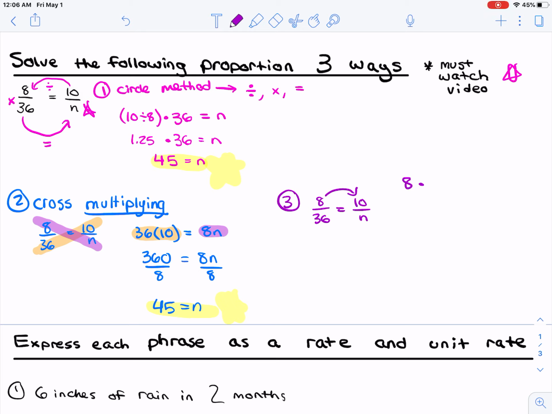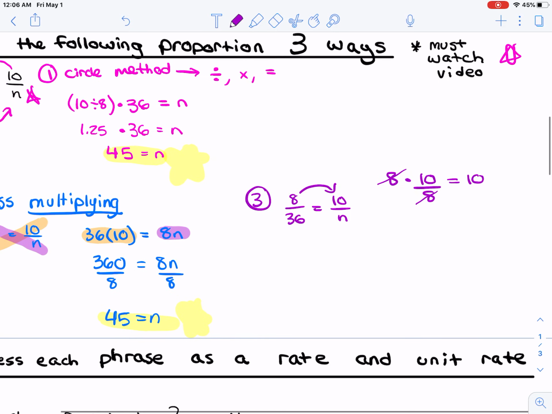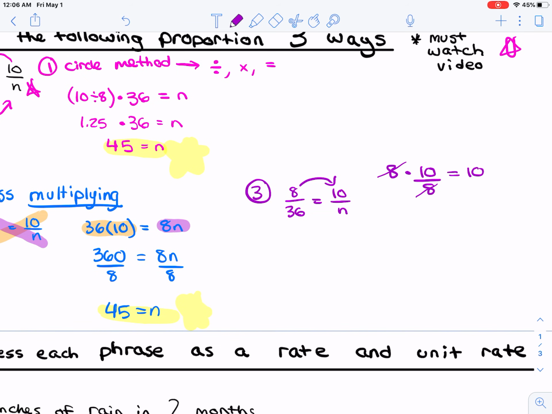So 8 times, we want 10 to be our answer, so I'm going to put 10 over here. And I'm going to put that 10 over 8, because remember, this 8 is technically 8 over 1. And if I multiply it by a fraction with itself on the bottom, those are going to cancel. So 8 times 10 over 8 equals 10, okay? Hopefully I explained that in a kind of confusing way, but hopefully seeing it will help you out, okay?